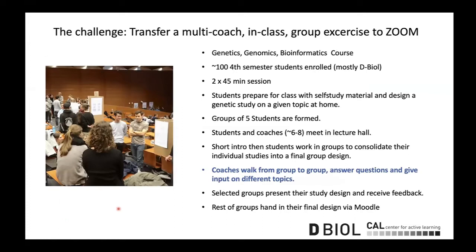Voila. Okay. So the challenge that we tried to solve was to transfer this multi-coach in-class group exercise to a Zoom environment. And this is in a course called Genetics, Genomics, Bioinformatics that we teach in the biology department. We have about 100 students, fourth semester students enrolled in this course. Usually about 80 of the students really attend class. And that was the case yesterday as well.